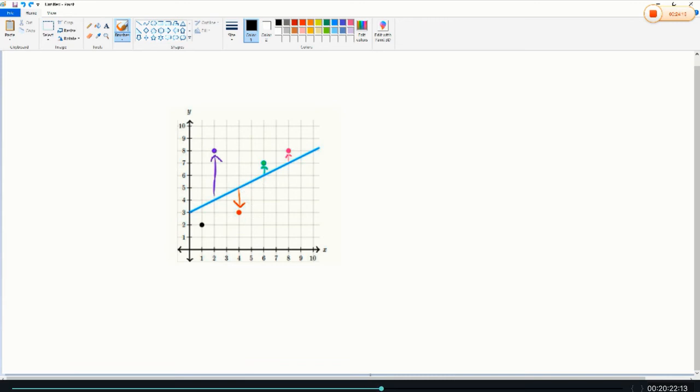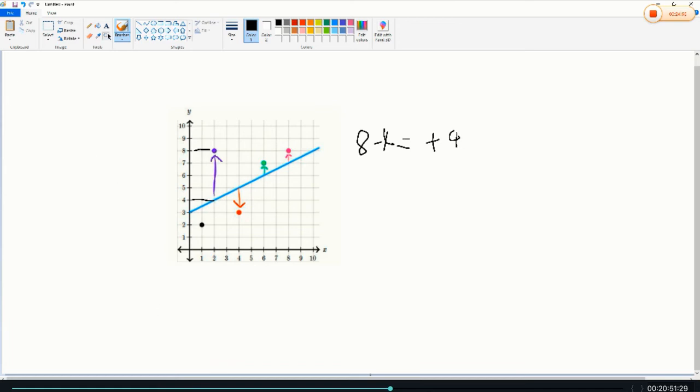The formula to find residuals is pretty straightforward. Most of the time, if you're given a graph, you probably won't need it, but the residual is the actual value minus the predicted value. So the actual value over here for the blue dot is 8, minus the predicted value, which will be 4, which means it has a residual of positive 4.